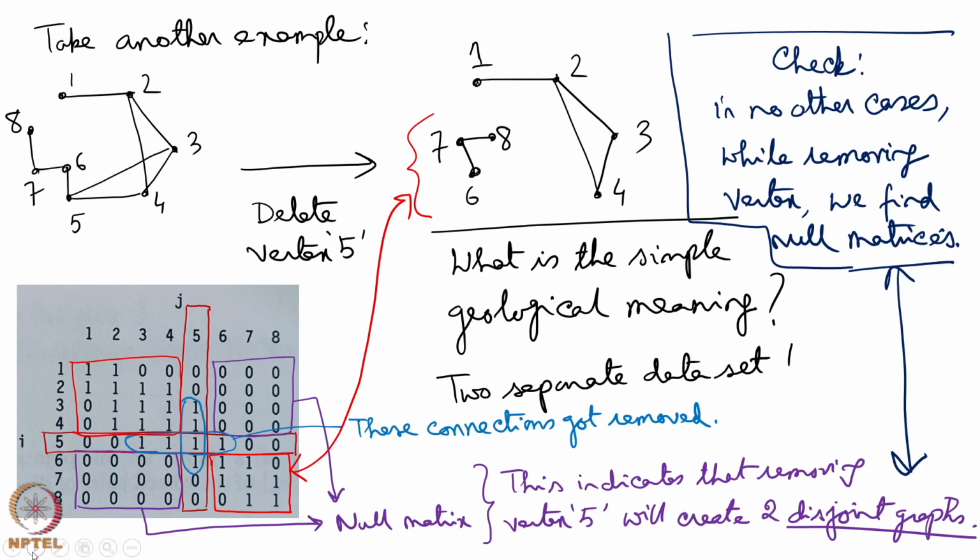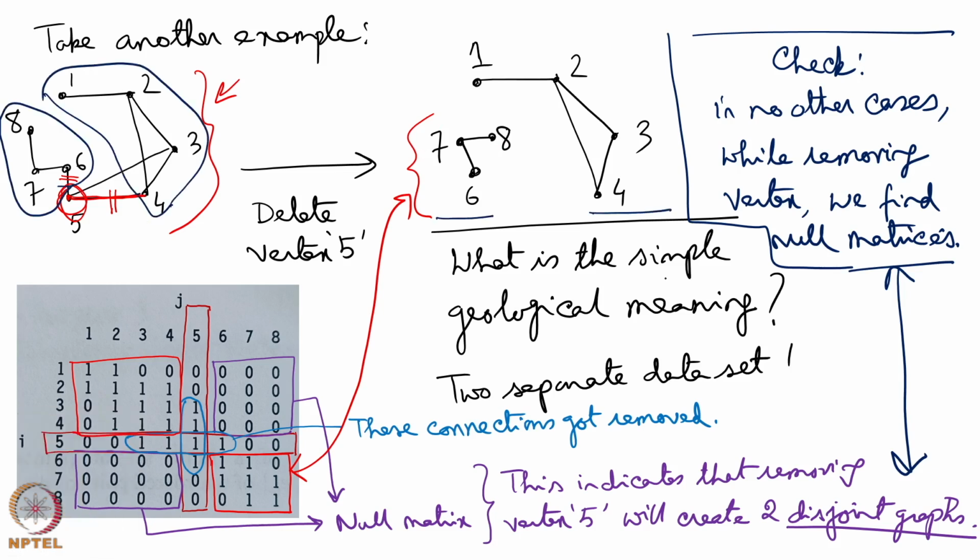Now let us take another example. We are dealing with the same graph with 8 taxa. Now we decide we want to delete vertex 5. So what are the things to go away? I am marking in red this vertex 5, this line and that line. The graph is going to be separated into 2 disjoint graphs. Here 6, 7, 8 will be staying. So what will stay? I am marking, and this will stay. What is the simple geological meaning? Can you give an example? And it looks like we now have 2 separate data sets.